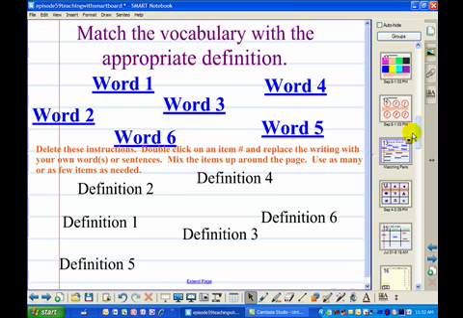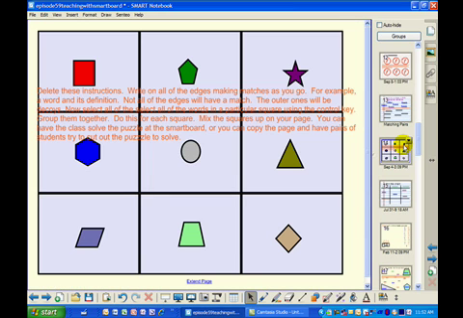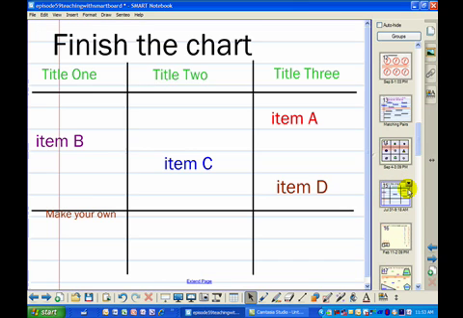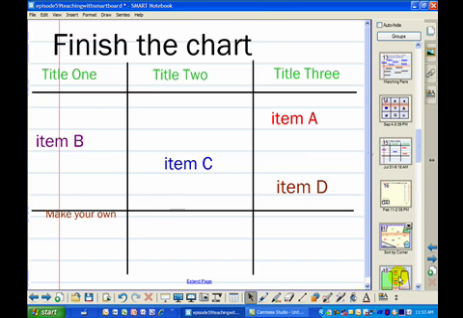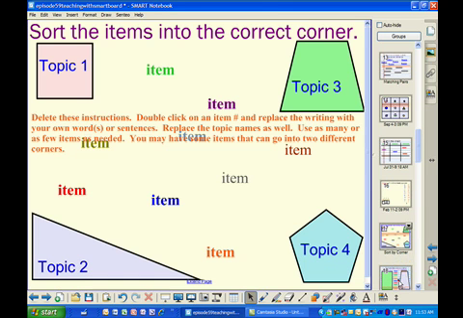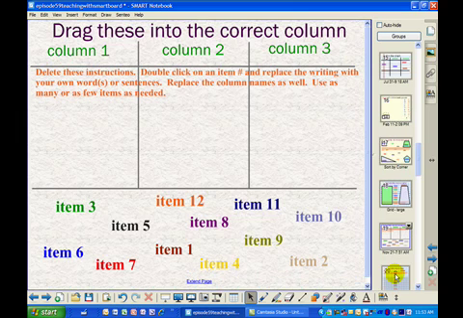Here's matching vocabulary. Here's this. Do you remember this one? Yes, that's right, where we put things on the sides here to match up, and then we mix the order around. You can see the directions. Fill in the chart. It's a classic one. Four corner sorting, two corner sorting, three column sorting.